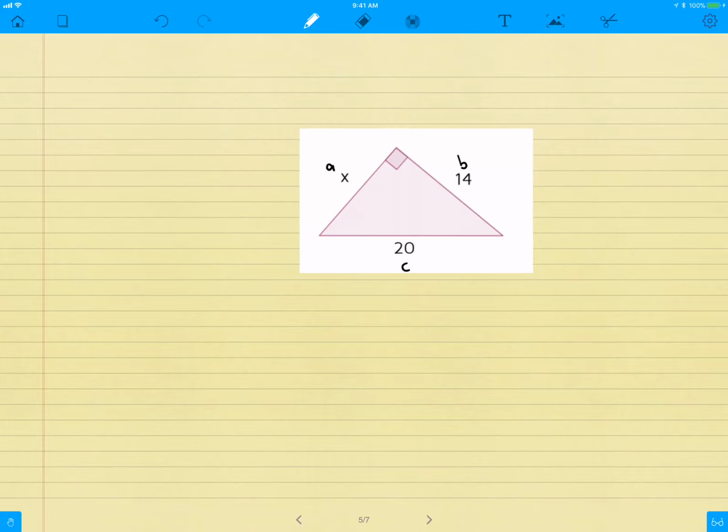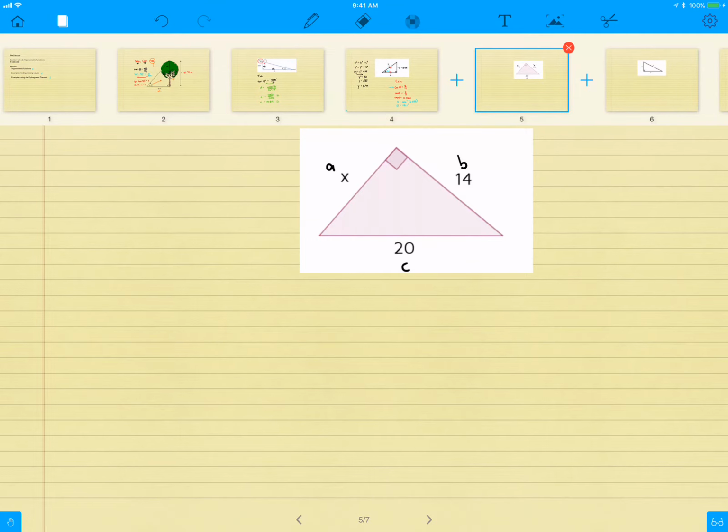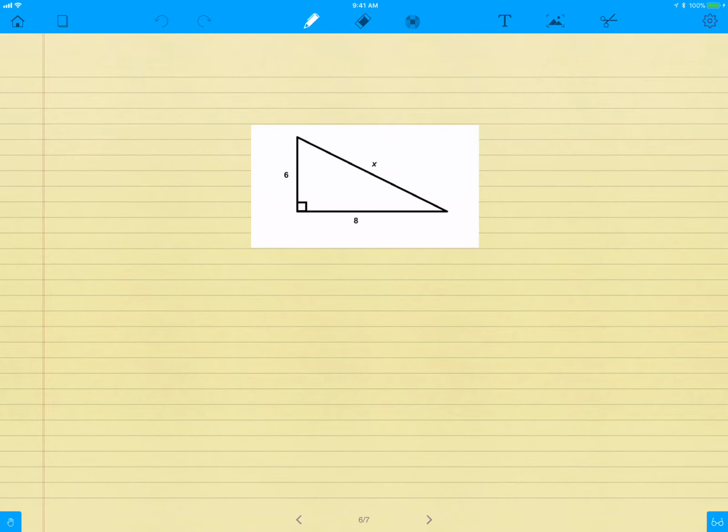But not every Pythagorean Theorem problem has to have A and B as the missing terms. I've been using A as my missing term here. It doesn't always have to be that way. In fact, on the next picture I'm going to show you, I'm missing the hypotenuse. So if I'm putting the A and B here, here's A, here's B, and here's C, I'm actually missing the hypotenuse. So A squared plus B squared equals C squared.